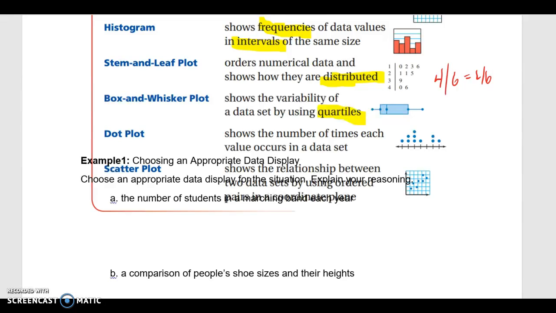A dot plot shows the number of times each value in a data set occurs. So again, this is really good when you have small numbers in your set of data, kind of like a stem and leaf plot. Each dot just represents a piece of data. So imagine if this was like the numbers 1, 2, 3, 4, 5, 6, 7, 8, you could see there are 3 pieces of data for the number 3, 2 pieces for 1, and so on. I don't know what happened here to my notes, but you can see better in your note packet.